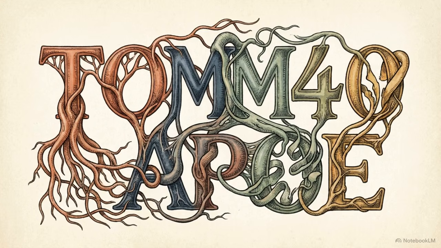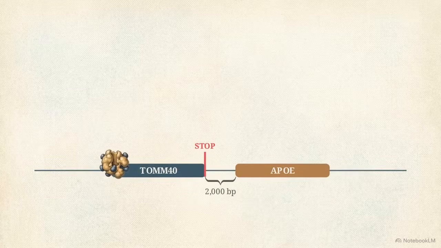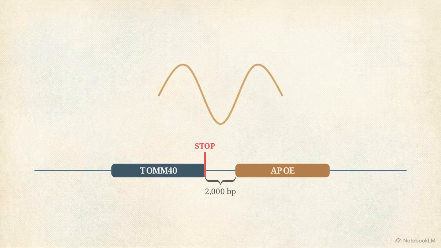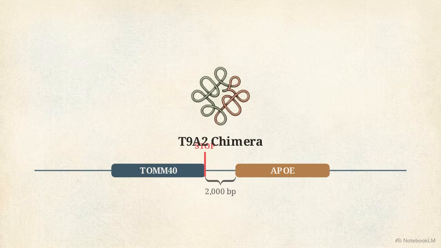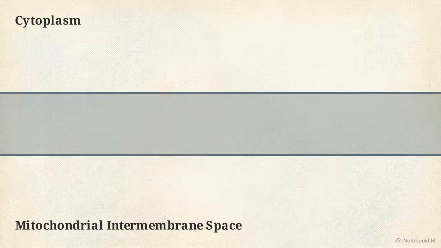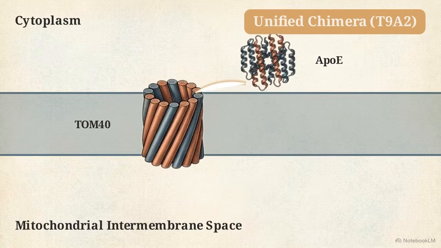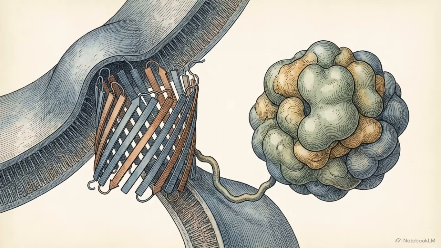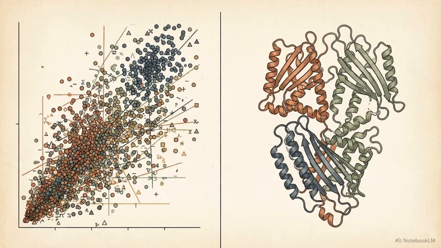Researchers identified transcriptional read-through, where the cellular machinery ignores the genetic stop signals and bridges the gap between the two neighbors. This process results in the T9A2 chimera, a hybrid mRNA molecule that contains instructions for both proteins. This creates a single biological machine, a TOM40 channel physically and permanently tethered to an ApoE molecule at the mitochondrial surface. At the level of the organelle, the channel and the lipoprotein function together. The statistical struggle to assign signal to one gene or the other was likely an illusion.